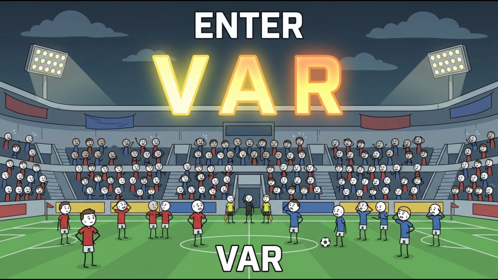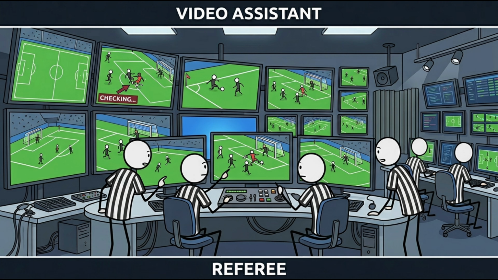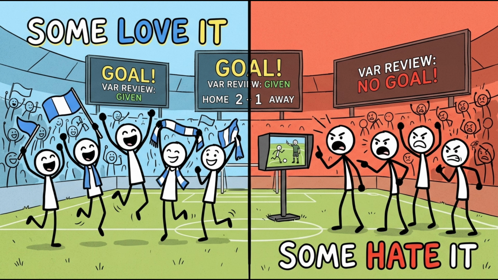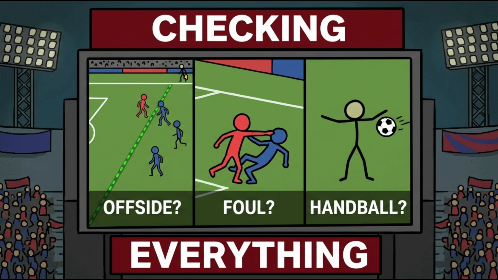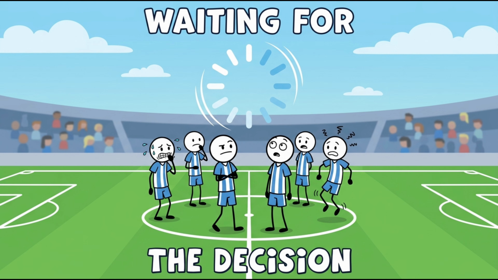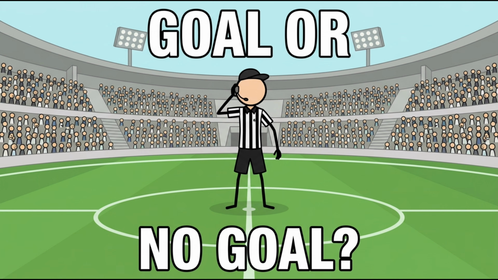Which brings us to VAR. Video Assistant Referee. The 3 letters that make some fans happy and other fans furious. VAR exists to help officials correct clear mistakes. Every goal is automatically checked. Every single one. Even if you don't notice it. While players celebrate, officials are already reviewing the play. They're checking for offsides. Checking for fouls. Checking for handballs. Checking everything. Most reviews take only a few seconds. Sometimes they take longer. And that's when you see players standing around nervously waiting. Because nobody knows whether the goal is about to stand or disappear.